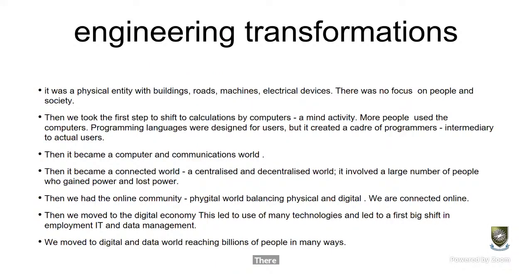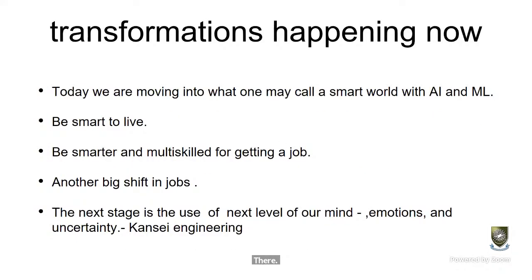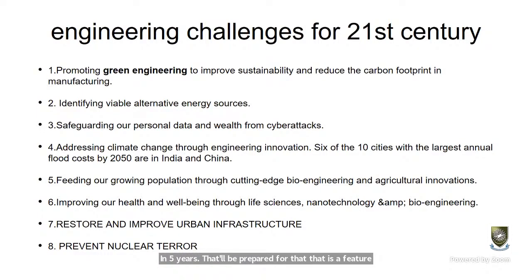The engineering platforms, I am going to skip that also because the time is out. Transformation is happening now. Quickly, let me say: be smart to live, be smarter and multi-skilled. Multi-skill, that's a key word here. Single skill, like "if I know Java I get a job," is gone. That's the important point I'm trying to make. Big shift in jobs: in the next 5 years, we'll see millions of jobs going out, but millions of jobs will be coming in. Your technology, your engineering, will become obsolete in 5 years. Better be prepared for that. That is the future I am talking about. Get prepared for that.